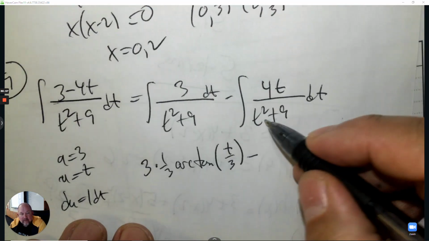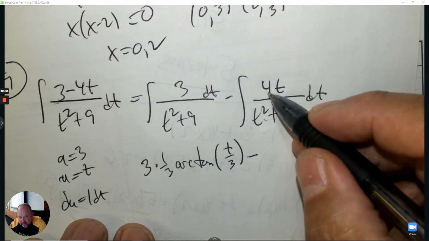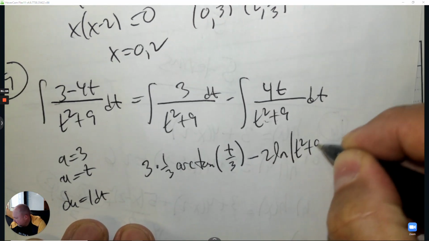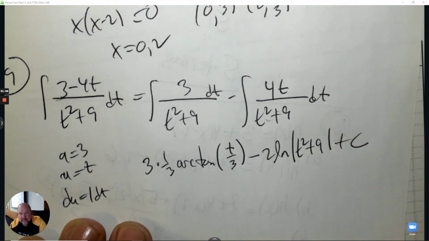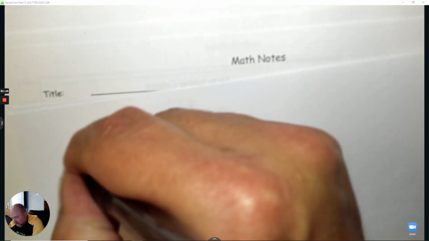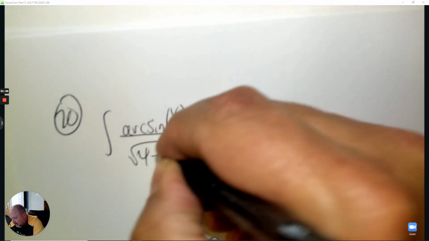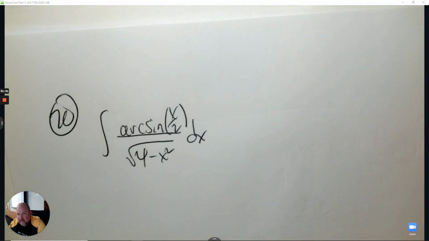Minus. All right, the derivative here is 2t, but it was a 4. So 4 over 2 makes it 2. It's a logarithm. And then plus c. All right, number 20. Integrate arc sine over x minus 2 over the square root of 4 minus x squared dx.